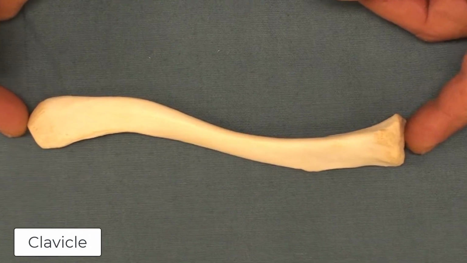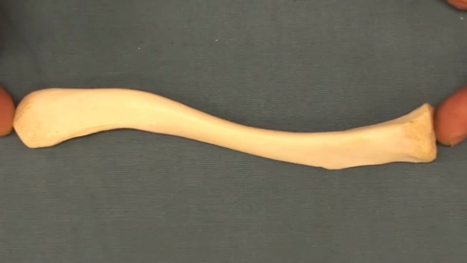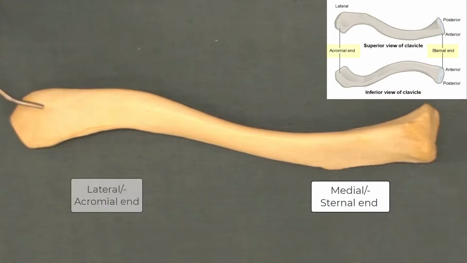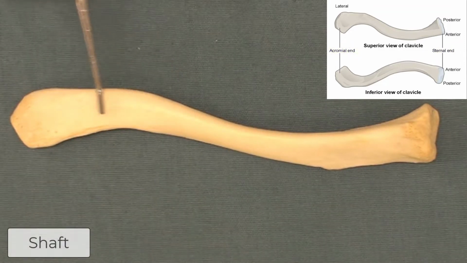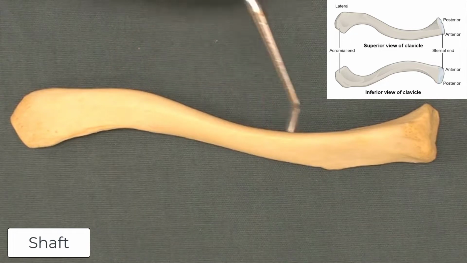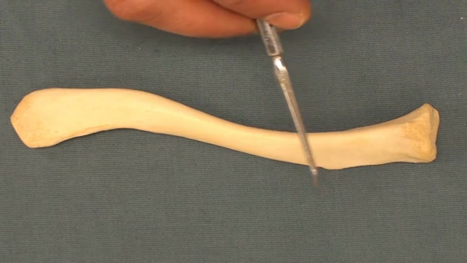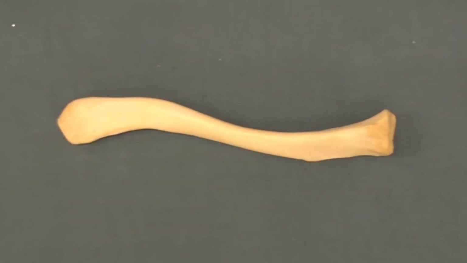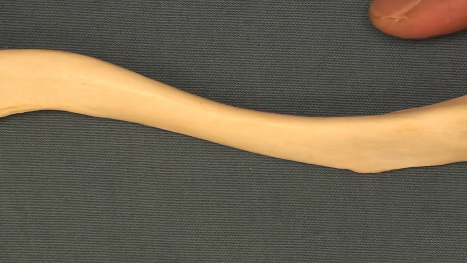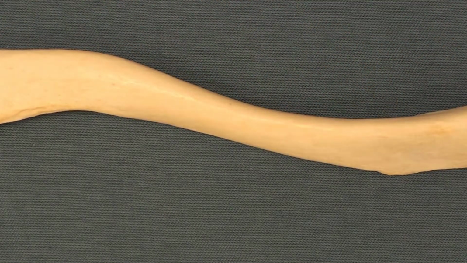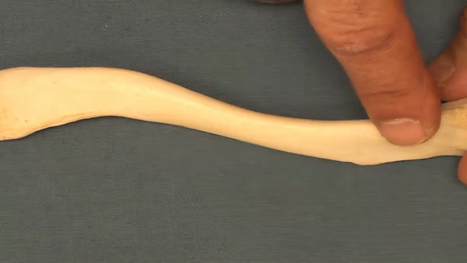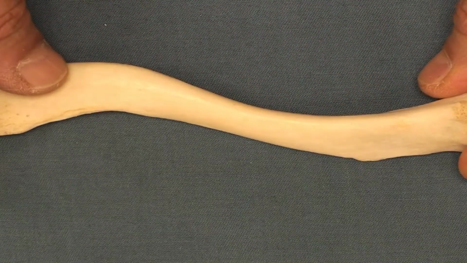Clavicle is a long bone which is oriented horizontally with a medial end or sternal end, and a lateral end or acromial end. The shaft or the body of the bone is S-shaped, with the forward convex on the medial end and forward concave on the lateral end. Now, the superior surface of the bone is just subcutaneous, as it doesn't have very many bony landmarks.